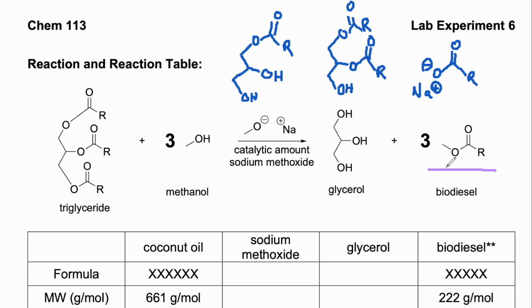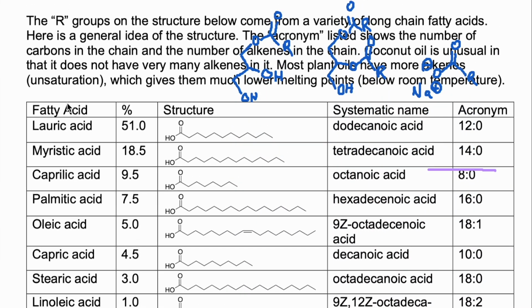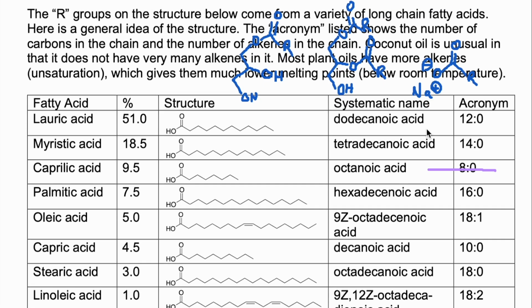So biodiesel, we are making a methyl ester of a fatty acid. So this R group is a long alkyl chain here. So what exactly is that R group? The fatty acids, generally, most of them are fairly short, so between 51 and 18.5, so almost 70%, 3/4 of it almost, are either 12 or 14 carbon saturated fatty acids in the coconut oil. A few of them are shorter, so this 9% brings it up to like almost 80%, a little bit longer.